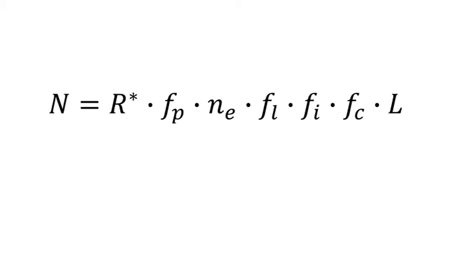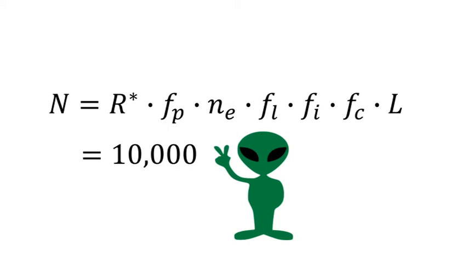While the last few of these factors are up for debate, 10,000 seems to be a reasonable number that scientists come up with for the number of intelligent civilizations we can contact in our galaxy.